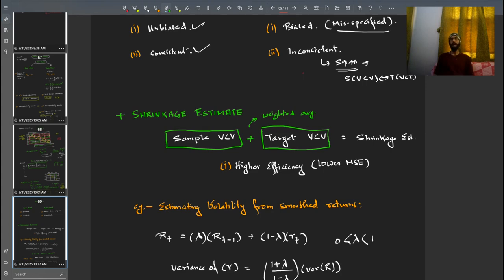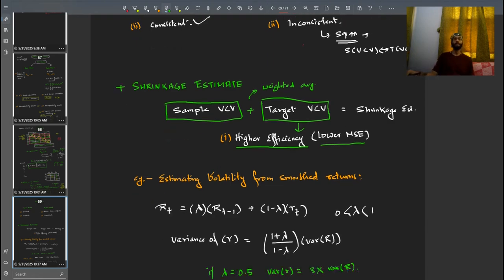This will have a higher efficiency, which means it will have a lower mean squared error compared to a factor based sample VCV, so as to say, right? Why does this happen? This happens because along with the sample VCV, which has a much lower efficiency, we are adding the target VCV. When we add the target VCV, that is the VCV with the prior knowledge, we get a higher efficiency. That is, there is a lower mean squared error, right?